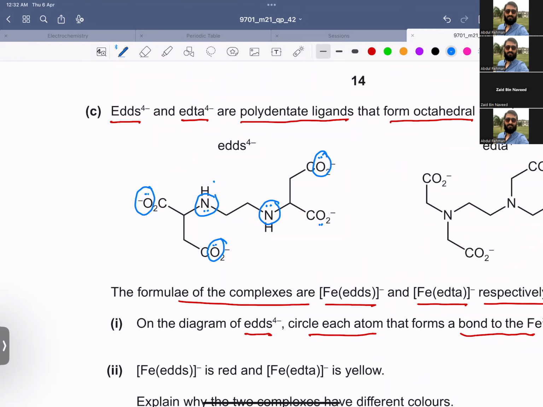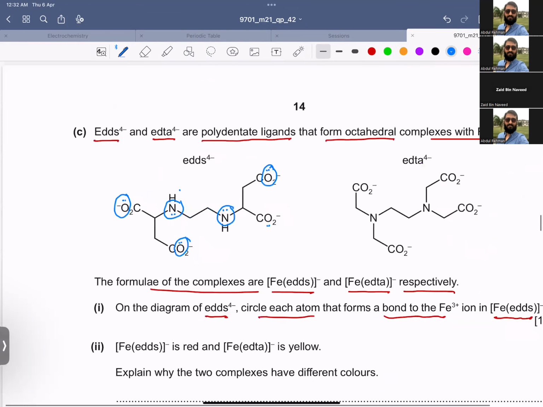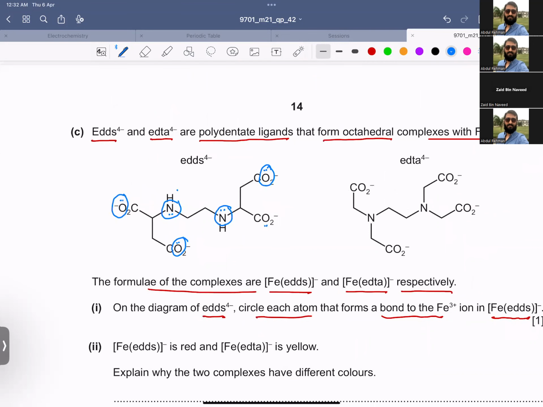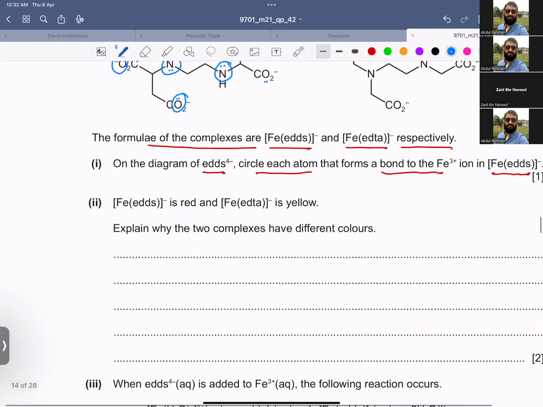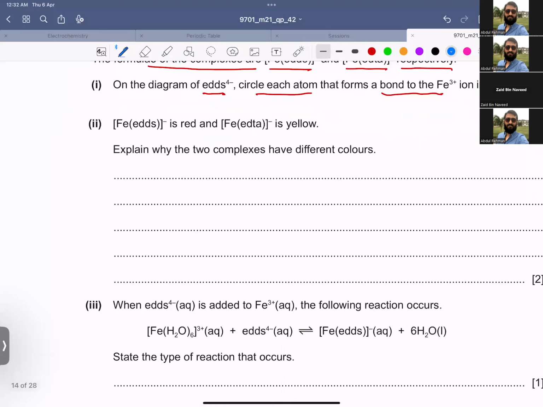So circle those atoms which have a lone pair, because these are the ones which can form a dative bond with the transition metal ion. Okay, next part.